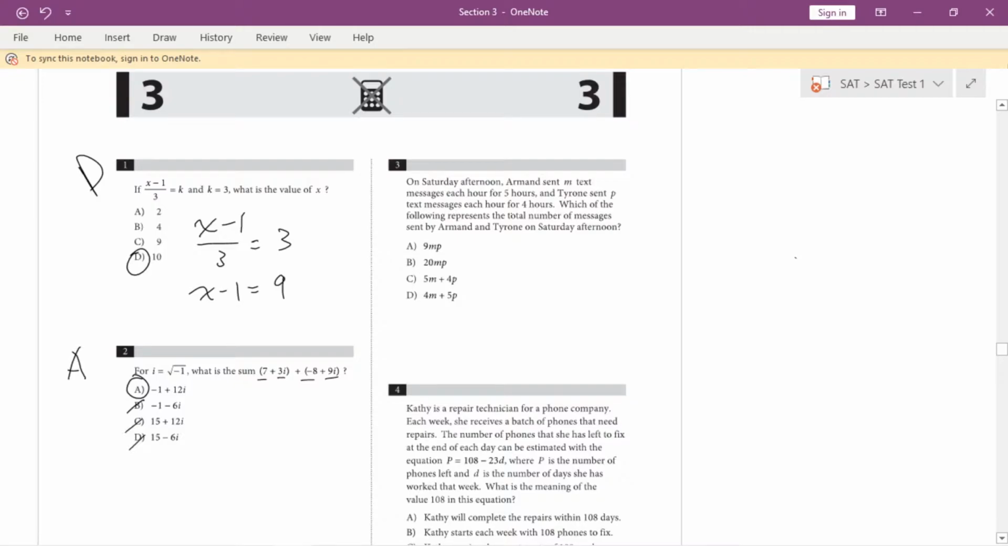Number 3 says, on Saturday afternoon, Armand sent M text messages each hour for 5 hours, and Tyrone sent P text messages each hour for 4 hours. Which of the following represents the total number of messages sent by Armand and Tyrone on Saturday afternoon? So this person sent M each hour for 5 hours, so he sent 5M. Tyrone sent P text messages for 4 hours. So that is 4P. So I want 5M and 4P. I see option C.